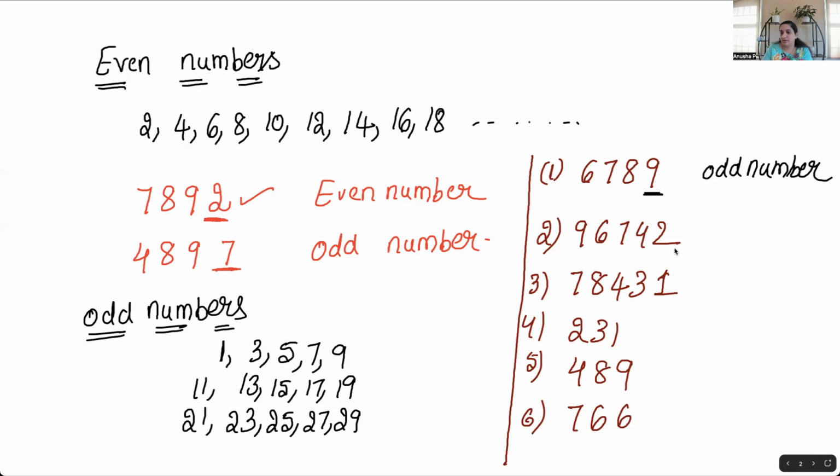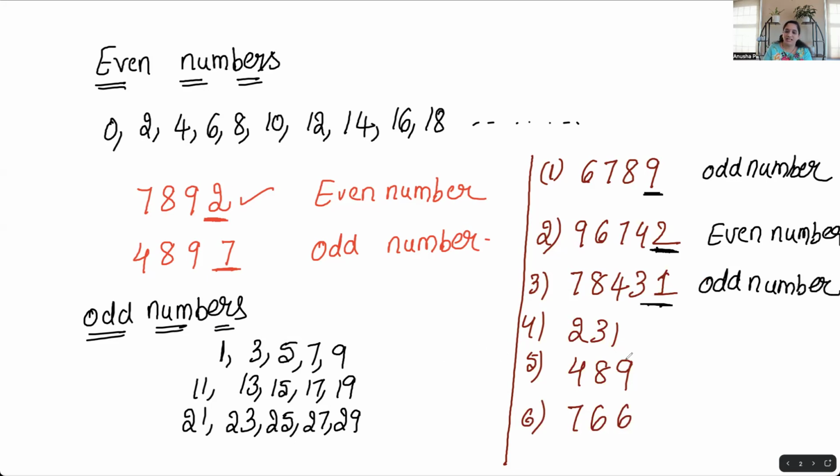In the second example, the ones place is 2. If the ones place is 0, 2, 4, 6, 8, then we will call it an even number. Now again, in the third example, check the ones place. The ones place is 1 here. If the ones place is 1, 3, 5, 7, 9, then you will call that number an odd number.